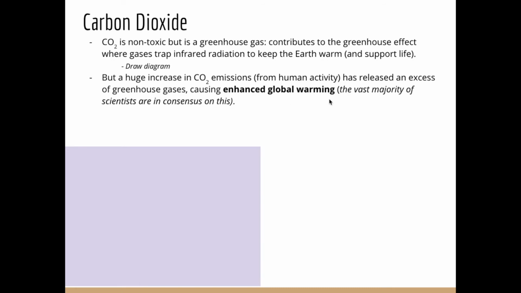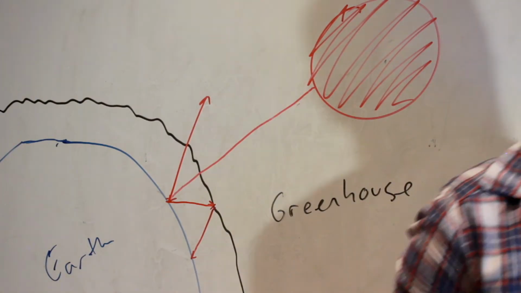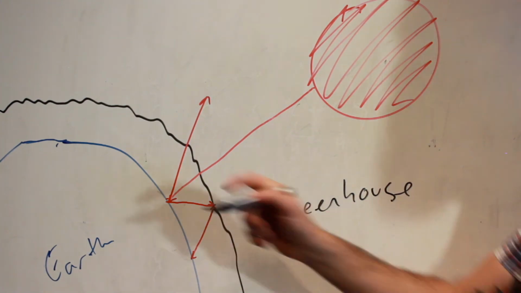This causes an enhanced global warming, which is very, very bad. Some people describe it as a climate catastrophe that we are currently facing. And there is a vast majority of scientific consensus that this is occurring, and this is a man-made, or a human-caused, I should say, phenomenon. So let's think about this. We have an increased amount of CO2.